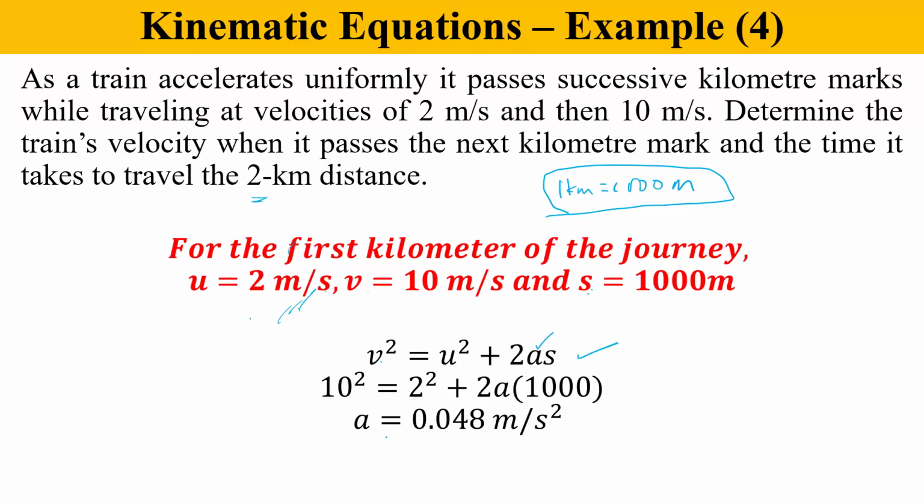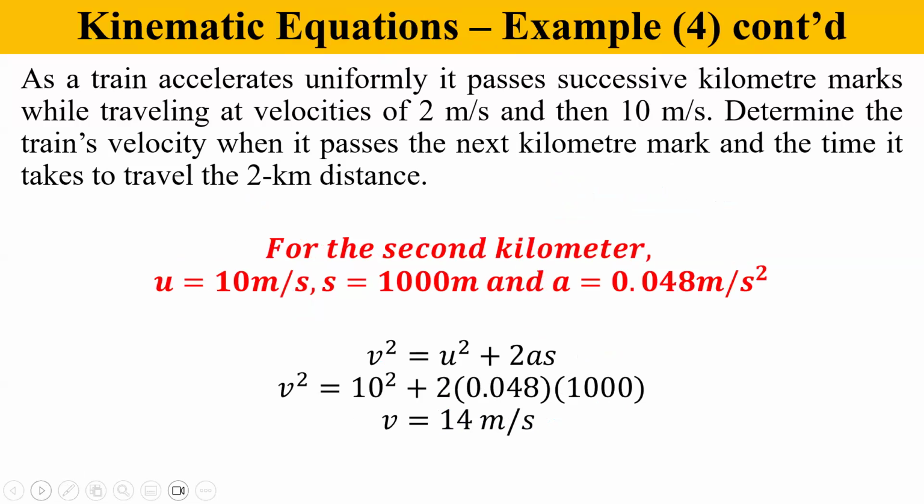All right, so from that you can transpose again, and you get your acceleration, which is 0.048 meters per second squared. And therefore you have your acceleration, but now it also wants the time. So let's run on. All right. Now let's do the next part of it.